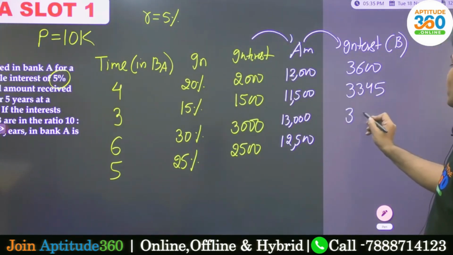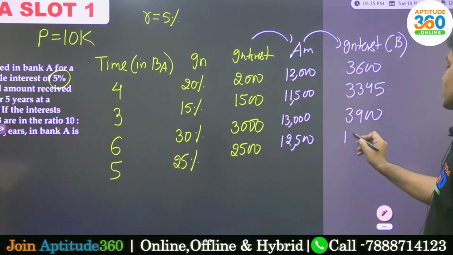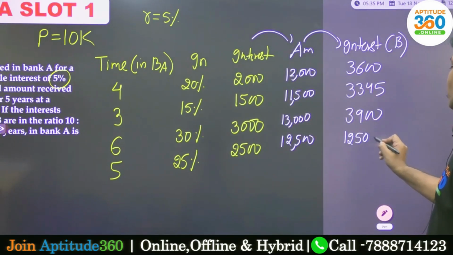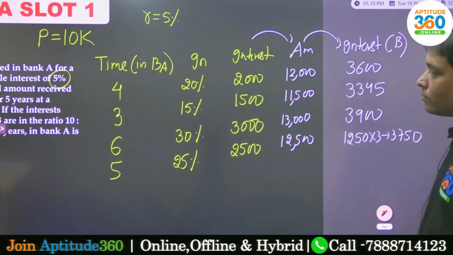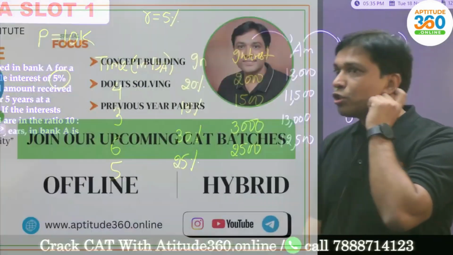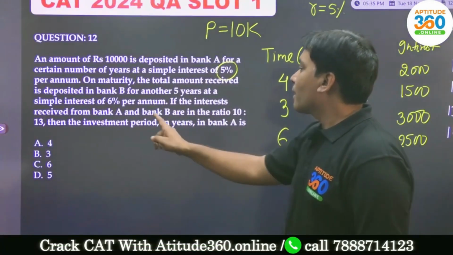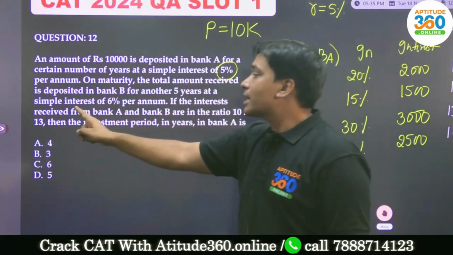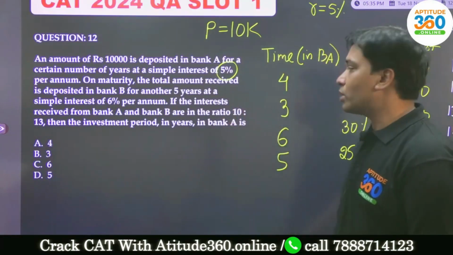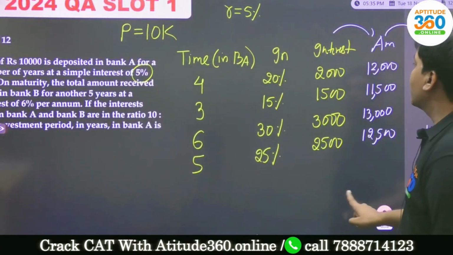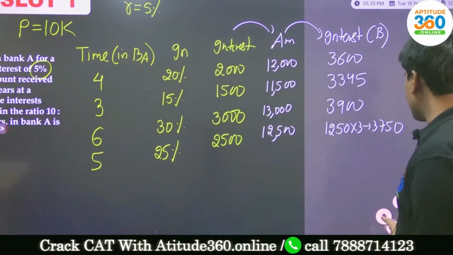And then this is going to be what? 1,300 into 3, 39. And this is going to be 1,250 into 3, and that is 3,750. And then what is that you need to do? You need to find out the ratio. See, what is this problem? It says that if the interests received from bank A and bank B are in the ratio of 10:13, have a look at it over here. Where do you have the ratio as 10:13?